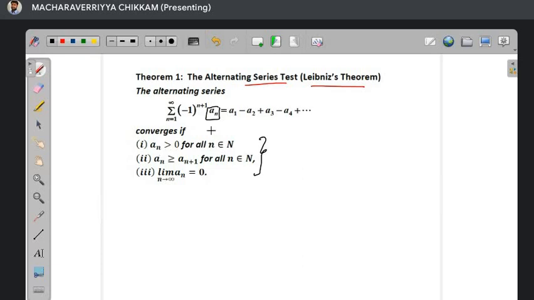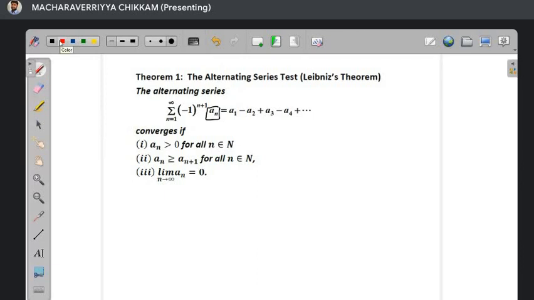One more condition is that this sequence must be non-increasing. You can see that an is greater than or equal to an plus 1. It means the sequence is decreasing, so it must be a decreasing sequence. This is the second condition. And one more condition is that the limit of that sequence must be 0. We will also discuss the proof of this theorem, but anyway, first let us try to apply this theorem.